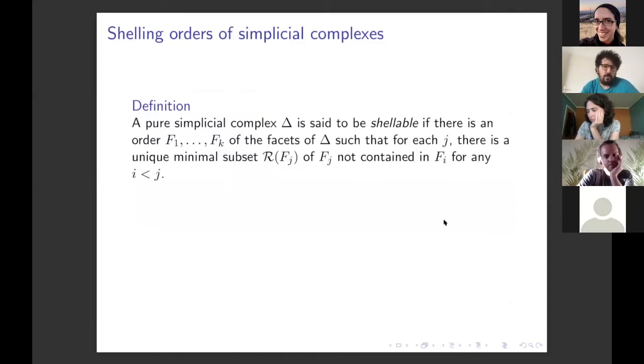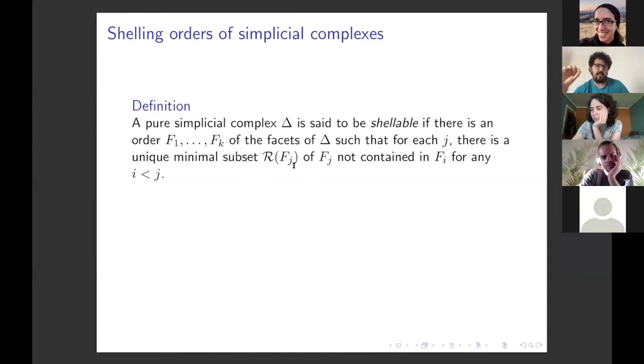So for a pure simplicial complex, I would say that it is shellable if there is an ordering of the facets, the faces of maximal dimension, f1 up to fk, such that I can look at the new faces when I attach the facet fj to the faces f1 up to fj minus 1. Each of these simplices can be thought of as a Boolean interval, and the new things that I'm attaching is again a Boolean interval.